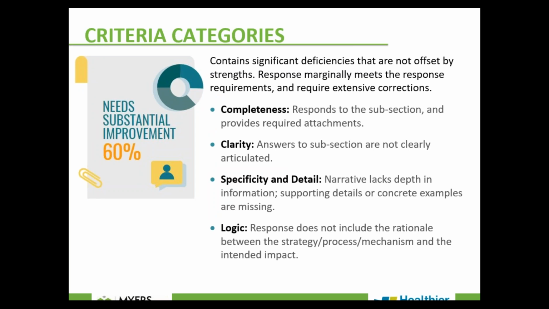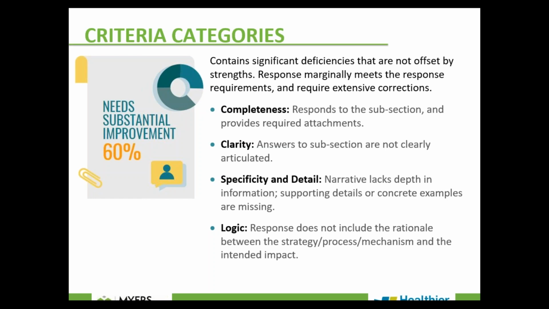So for the next category, this needs substantial improvement. With this category, 60% of the subsection total allocated points will be received. For this level, our reviewers will have noted significant deficiencies, and the response marginally meets response requirements. So as you can see here, in any of these components, there's something missing that's very significant.